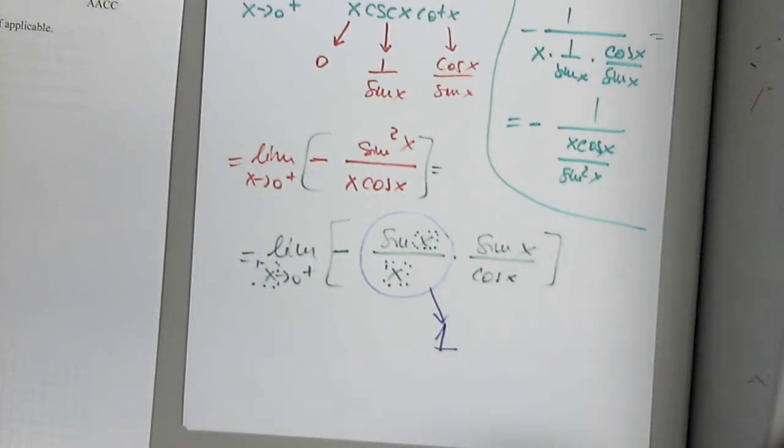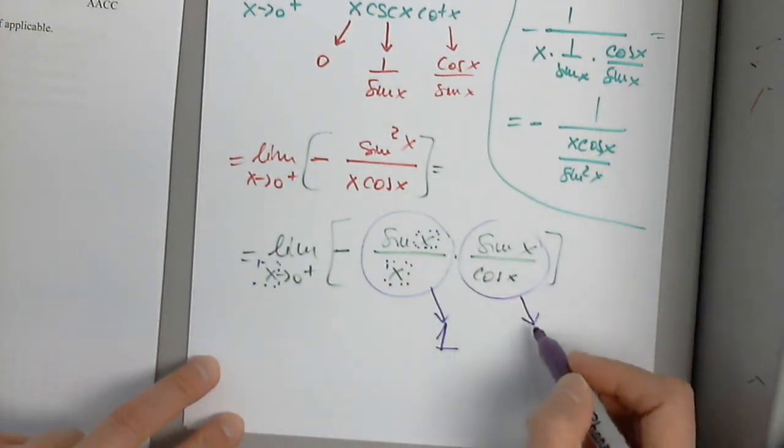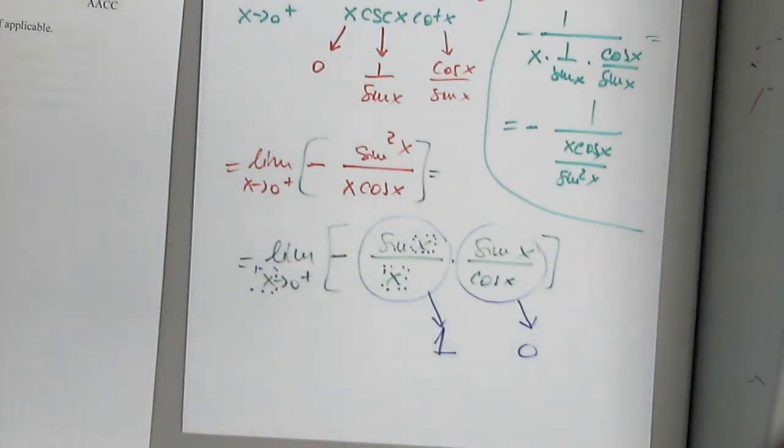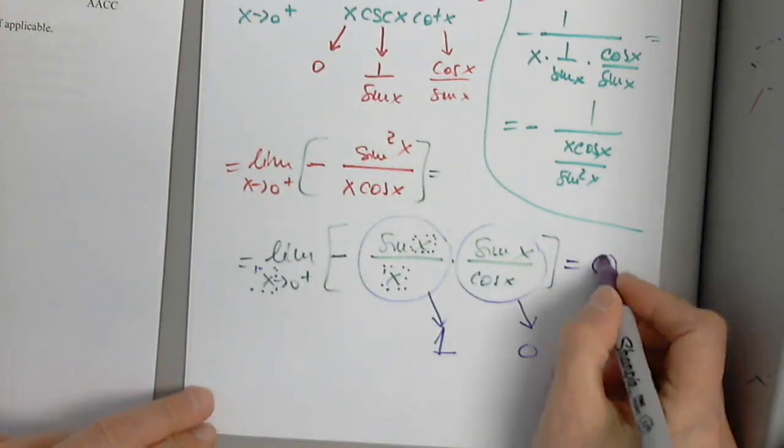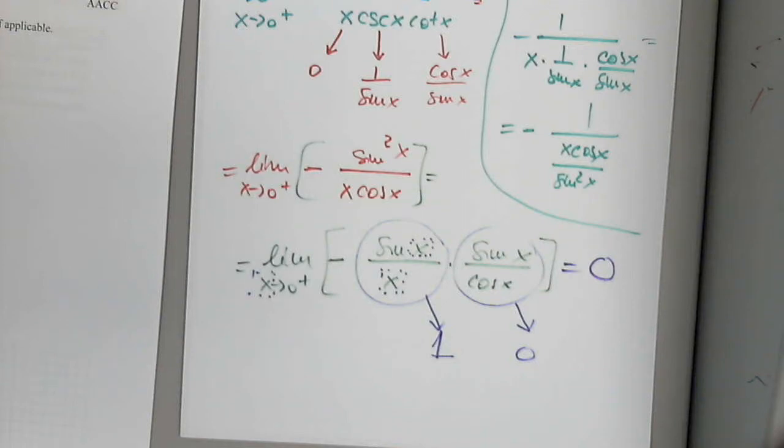Very good. Thank you, Chris. Where does this go? Indeed. Tangent. Cosine goes to 1, sine goes to 0. So the limit is? Very good. Indeed. The limit is 0.